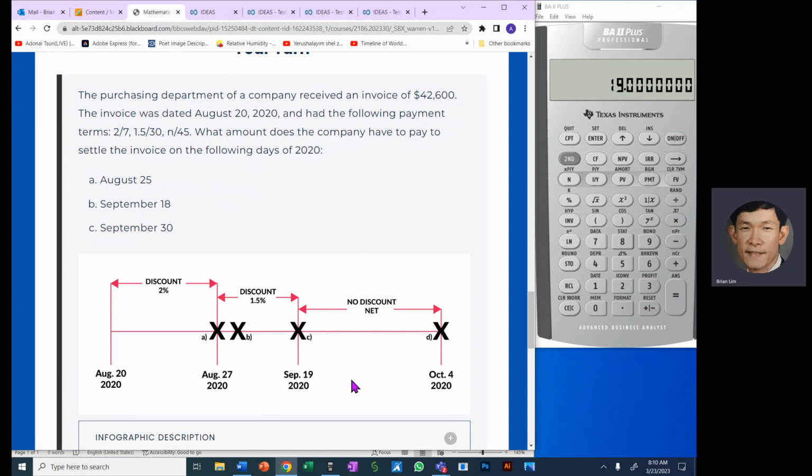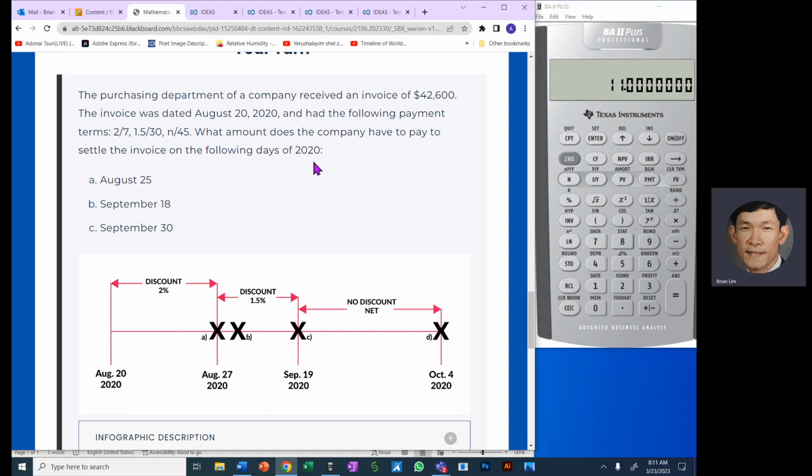So now we have 15 more days. Now September only has 30 days. So 30 minus 19 gives us 11 days. So 4 days are left over, and that is the 5. We end up at October the 4th for day number 45 after the date of the invoice of August the 20th, 2020. All right, so there we are.